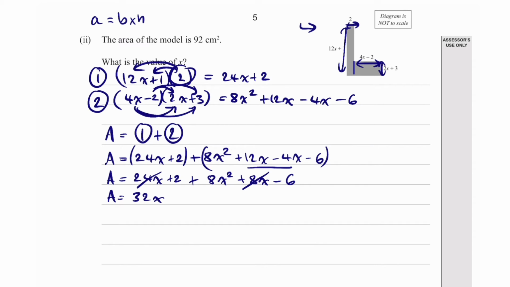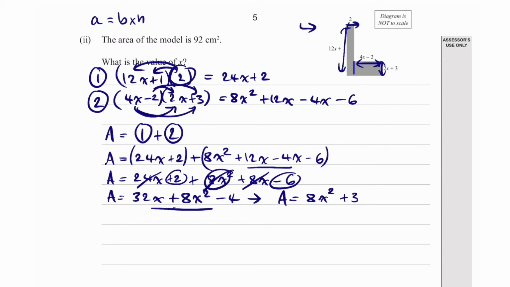So we've simplified these two terms down. Let's simplify our x squareds. We've only got one of them, so we just put that as plus 8x squared. And then we simplify our number part down. So negative 6 and 2 gives me negative 4. So we know our area in total is equal to this here. Now if I rewrite this with the x squared term up front, area is equal to 8x squared plus 32x minus 4.